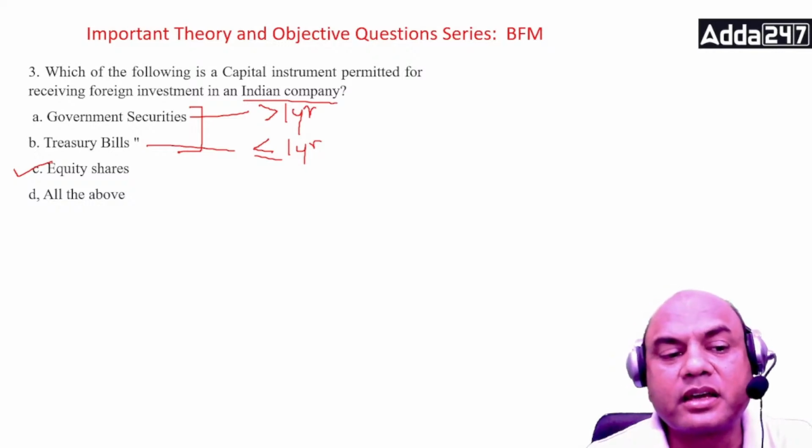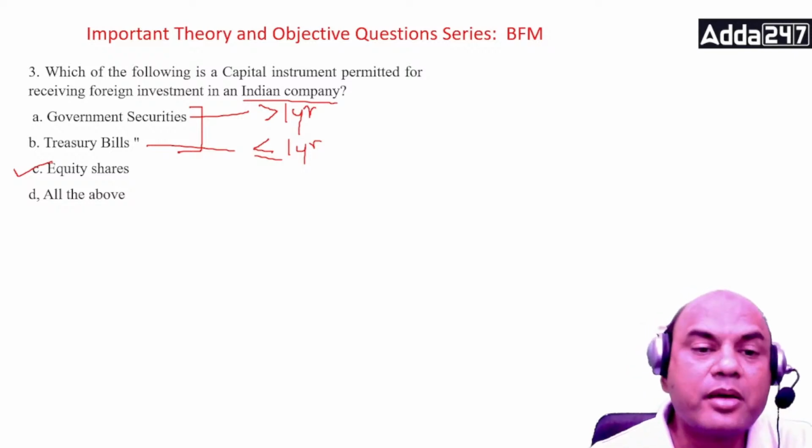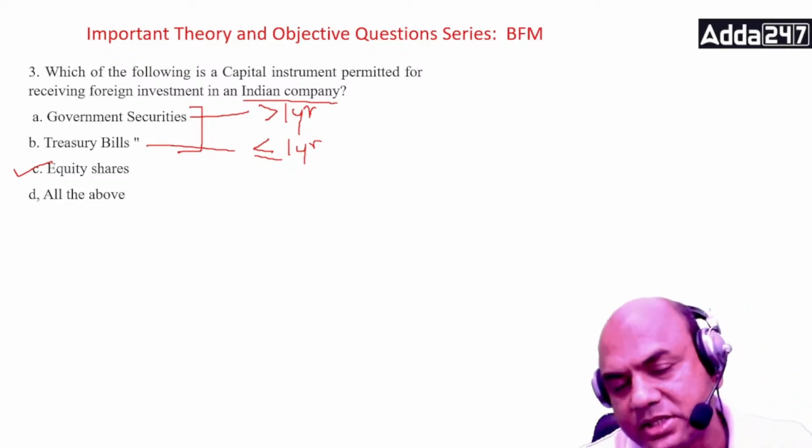These are like current assets, short-term instruments, and these are the long-term instruments. Got it? But that is for the government. Here we are talking about an Indian company. So company means equity shares. Got it?